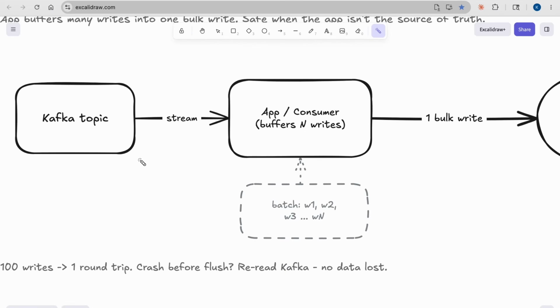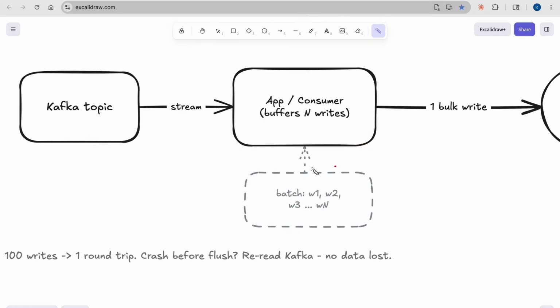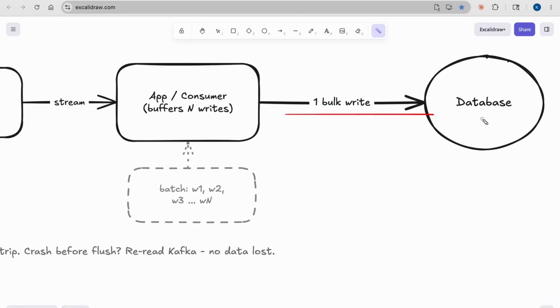For example, let's say we have an analytics consumer, or some other consumer, for our Kafka topic. Assume it applies some business logic, does some processing, and then writes to the database. So it's consuming the stream and doing something. Here, we batch up the writes before we send them to the database: write 1, write 2, write 3, till n, and I do just one bulk write to the database.